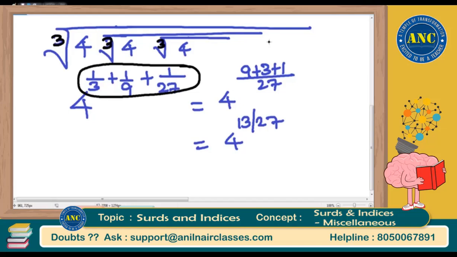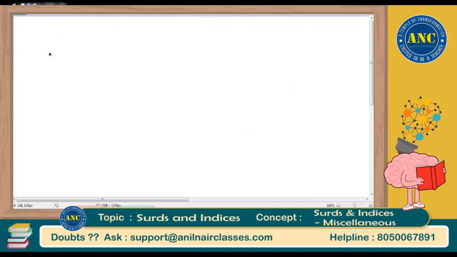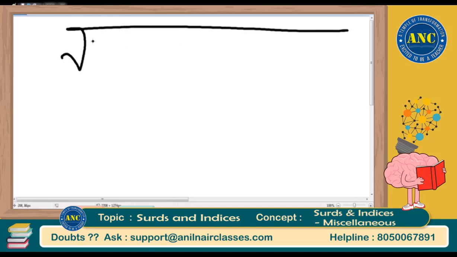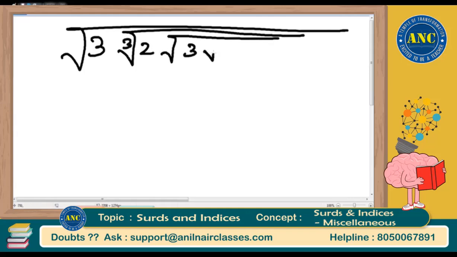Now listen carefully. Please see this question, a beautiful question once again. Suppose I have a question where it is square root of 3 but cube root of 2, again square root of 3, again cube root of 2. Like that, this will continue infinite times. Same logic I will implement.